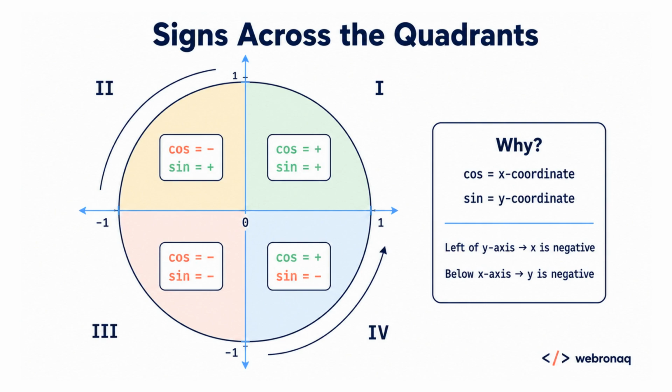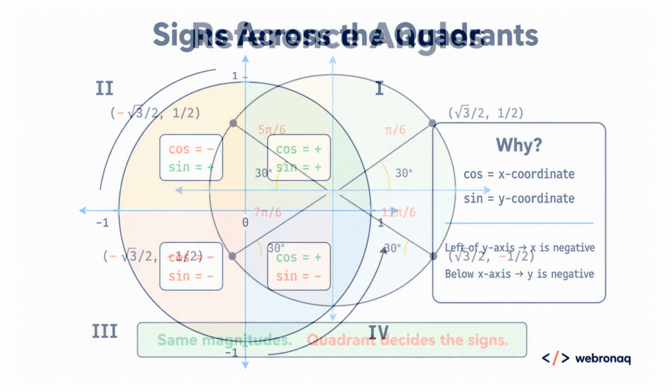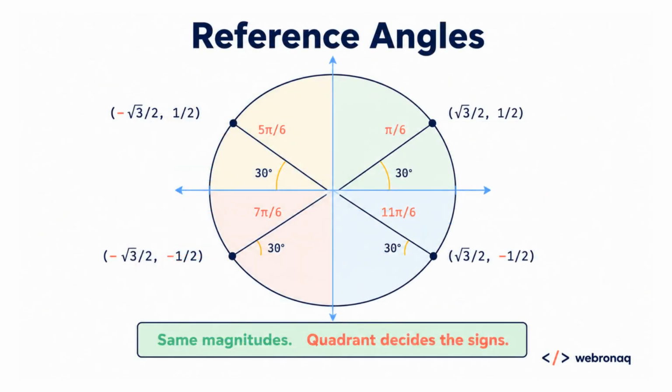Now there's one more idea that ties everything together, and this is what makes the whole circle workable from just 5 values. Okay, this is the part that ties everything together. Look at these 4 points, one in each quadrant. Each one is 30 degrees away from the nearest x-axis. That 30-degree gap is called the reference angle, the angle between the radius line and the x-axis.